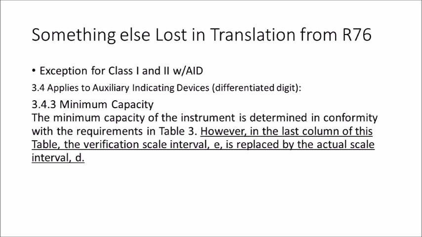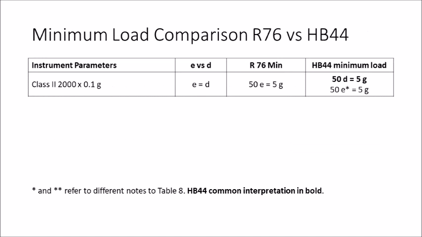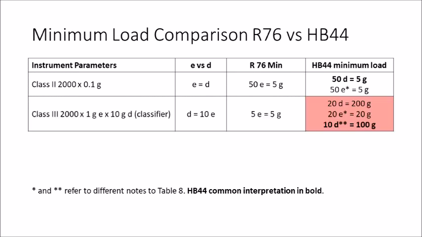Now, the best way to understand this is through examples. So let's go through a series of examples. First example, class 2, 2000 by 0.1 gram, standard E equals D, normal resolution instrument. R76 says the minimum load is 50E, 5 gram. Handbook 44, well, there's the confusion over D or E, but I'm going to show in bold that under Handbook 44, we would normally interpret this as 50D or 5 gram.